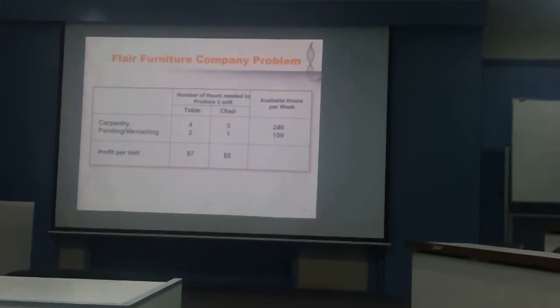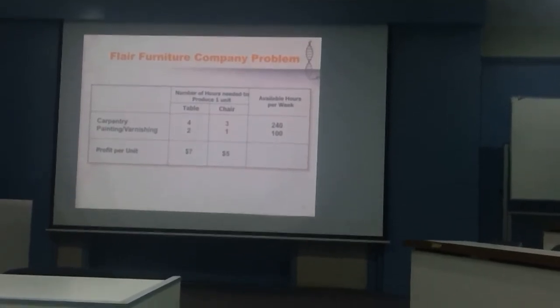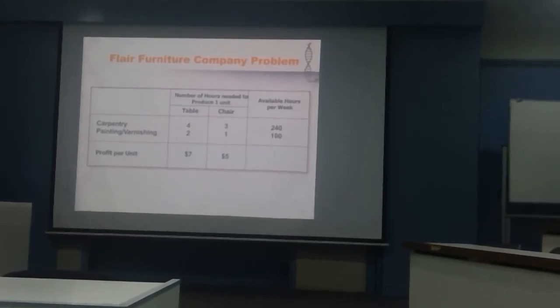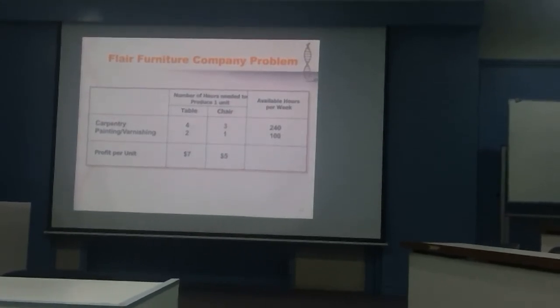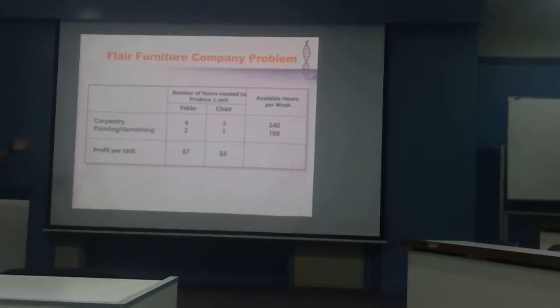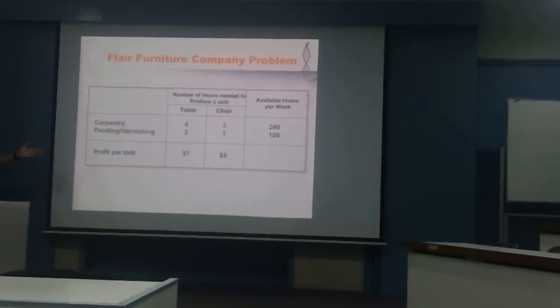You can see that we have the information based on producing 1 unit of table and chair. The profit per unit of table is $7, for chair is $5. We have two resources: the carpentry hour and painting hour. One table requires 4 hours of carpentry and 2 hours of painting. One chair requires 3 hours of carpentry and 1 hour of painting. But we have just 240 carpentry work hours available and 100 painting hours.